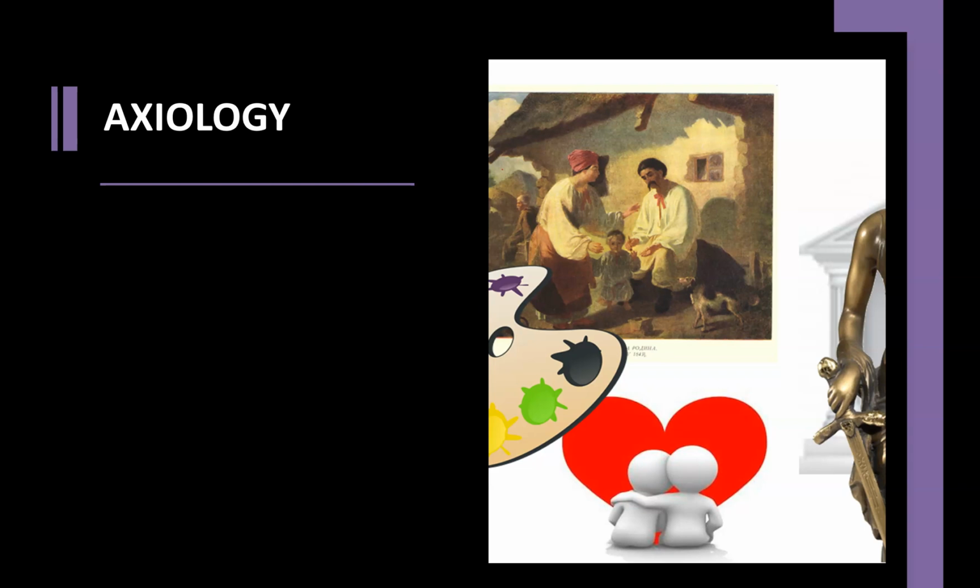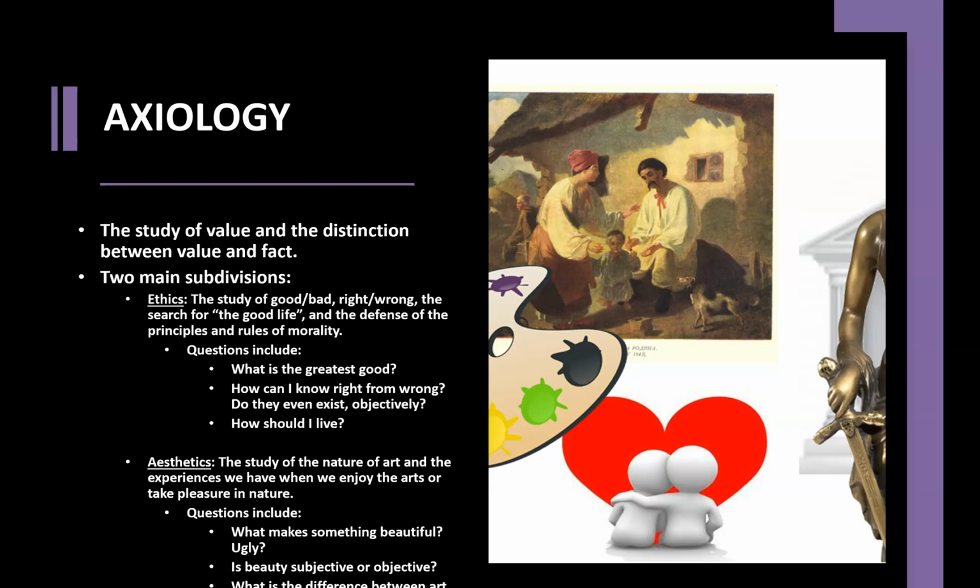And then there's what's known as axiology. This picture got bungled here. It was supposed to be, you're supposed to see a statue and the scales of justice in here. Just use your imagination. I messed that one up. But axiology is the third major branch of philosophy, and that is the study of value and the distinction between value and fact. And there's two main subdivisions of axiology, and that's ethics and aesthetics.